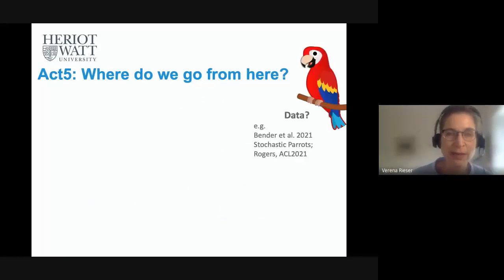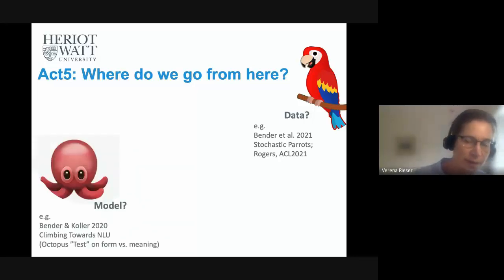Some people say it's the data. The stochastic parrot paper makes this point. Also, there's a very nice paper by Anna Rogers at ACL this year, which also makes this point. Some people say it's the model. A paper by Emily Bender at ACL last year said that these models basically only learn form and not meaning. They introduced the octopus test, which is similar to the Chinese room argument: can we actually really understand language?